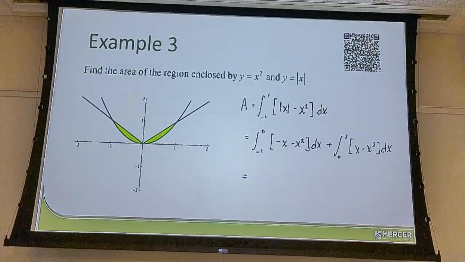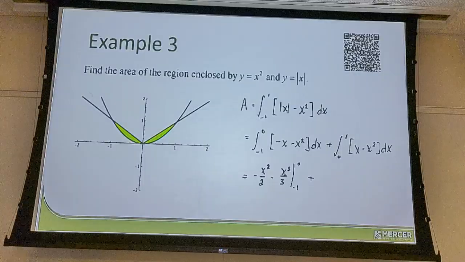What would the antiderivative of that first one be? Negative x squared over 2, minus x cubed over 3. What about the second one? Same, just positive x squared over 2.